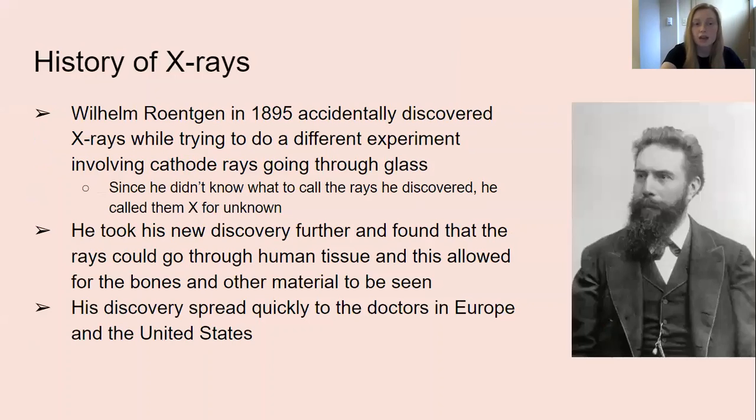The history of X-rays: in 1895, Wilhelm Röntgen accidentally discovered X-rays while he was trying to do a different experiment. This experiment involved cathode rays going through glass, and he discovered X-rays by accident. Since he didn't know what the rays he discovered were called, he decided to call them X for unknown.